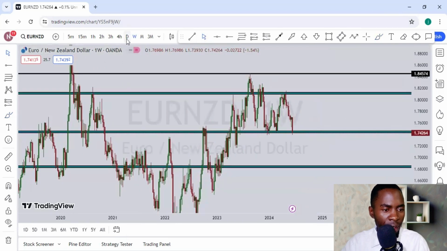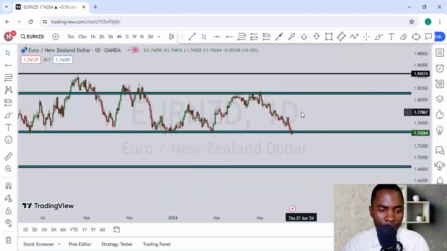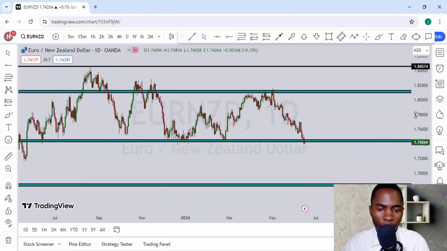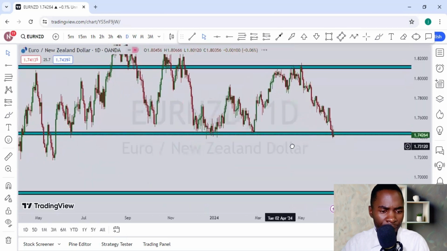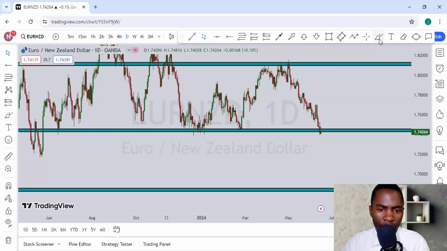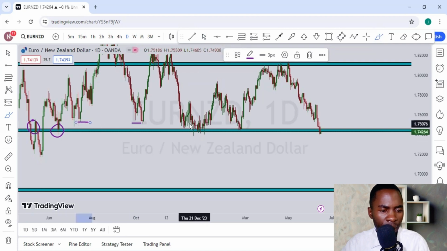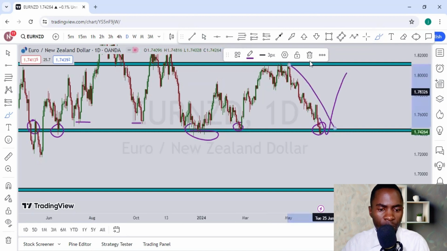Now let's go to the daily. On the daily, this shows us more clearly. You can now see clearly how the market respected this level around here, also around here, also around here, also around here, and around this place. And I usually like when the market breaks a little bit, then reverses. So what am I expecting next? The market to break.